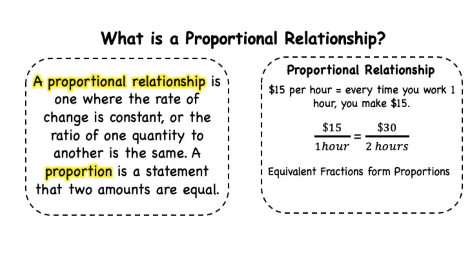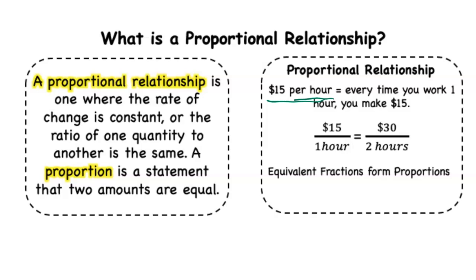A proportional relationship is one where the rate of change is constant, or the ratio of one quantity to another quantity is the same. A proportion is a statement that two amounts are equal. Basically what that's saying is you have two things happening and they're both increasing by the same amount. For example, if you're at a job and you make $15 per hour, because that's the example we have over here, that means that every time my hour increases, that's one of my variables, or one of my quantities, the amount of money I have goes up by $15. And every single hour, when I work another hour, I get another $15. That's constant. It never changes.